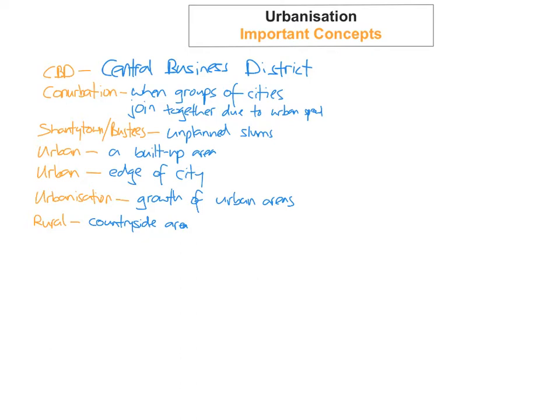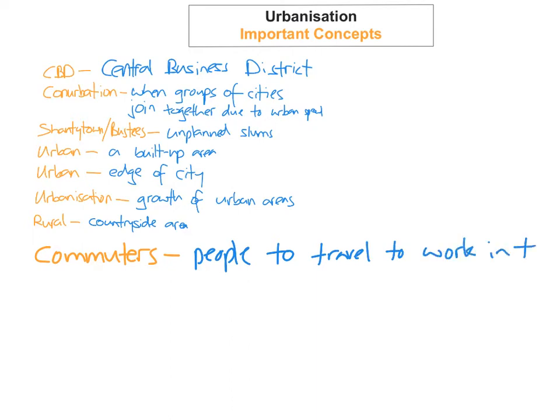An important concept that you need to know is the word commuters. Commuters is the name given to people who travel to the city for work in the mornings, and they usually live in the suburbs. So people who commute or travel to work in the city and live in the suburbs.